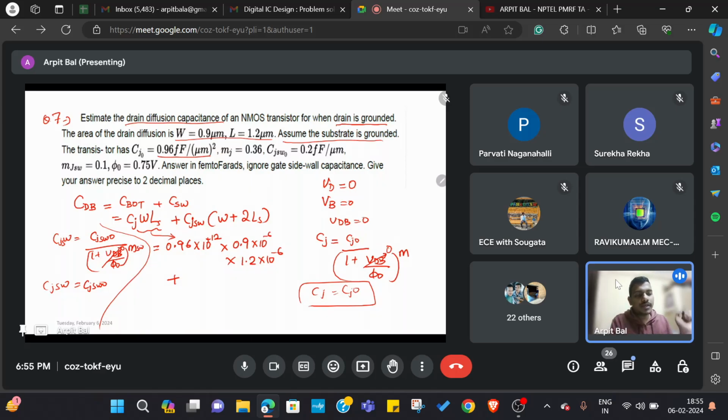And CjSW is equal to CjSW naught, so I can write it as 0.2. Okay, micrometer means I'll take the 10 to the power minus 6 to the numerator, so it will become 10 to the power 6 into the W is 0.9 plus 2 times L, so 1.2 into 2 into 10 power minus 6, because the micro is present. 10 power 6 cancelled, 10 power minus 6, and 12 will get cancelled, so we will be left with 0.9.